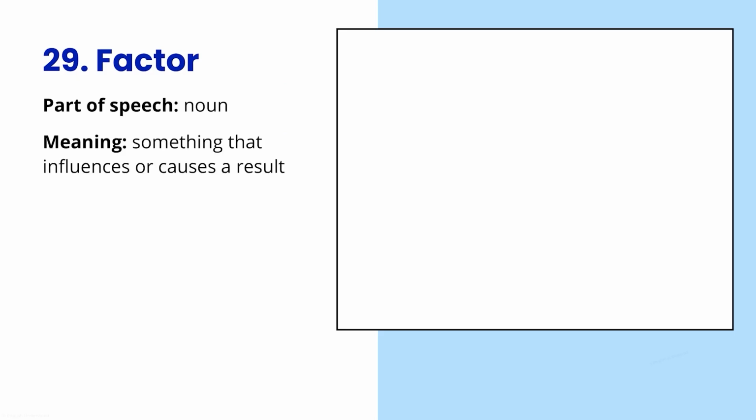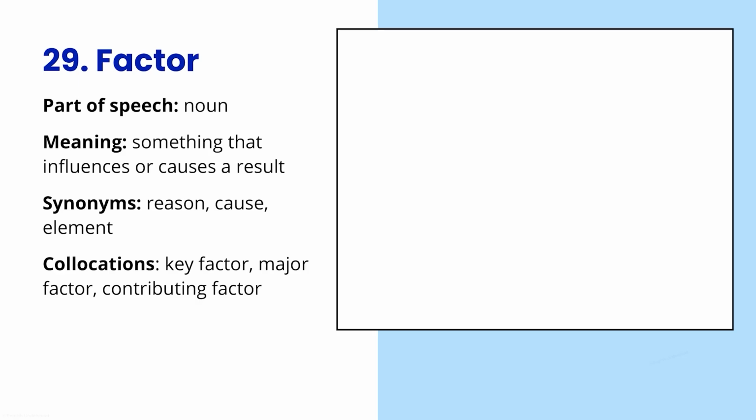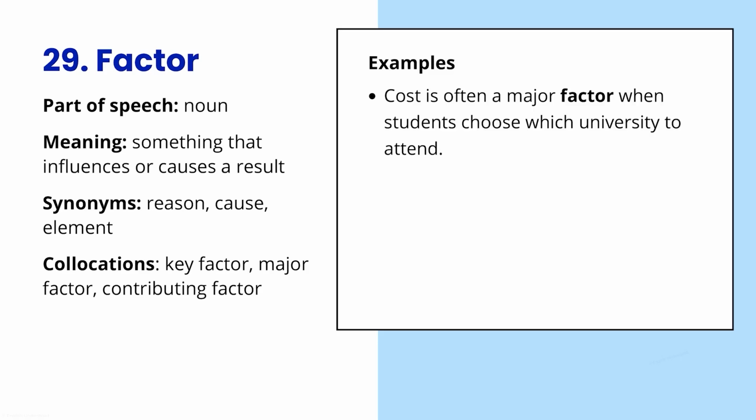Moving on to 29, which is factor. Factor is a noun and it is something that influences or causes a result. Synonyms: reason, cause, element. Collocations: key factor. So this means something important that influences or causes a result. Major factor, same thing, so a big factor. Contributing factor. Cost is often a major factor when students choose which university to attend.